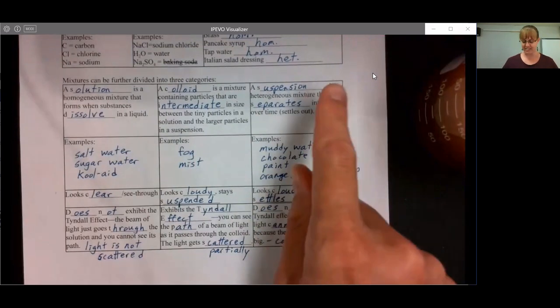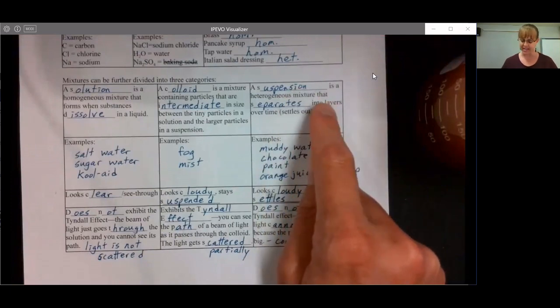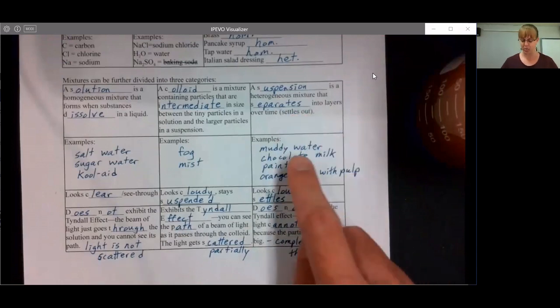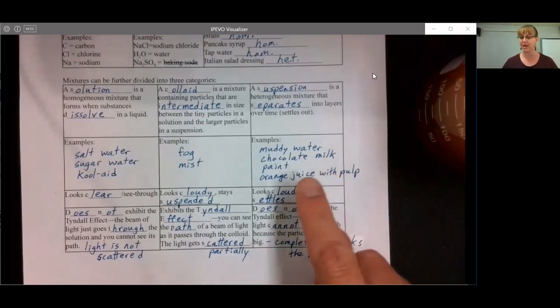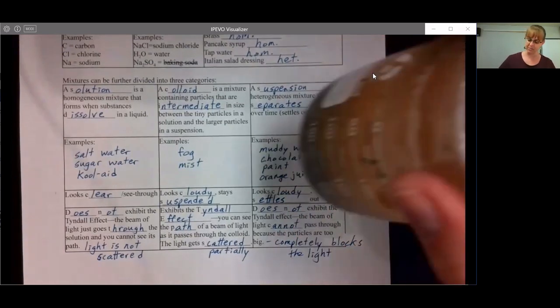The opposite is a suspension, which is a heterogeneous mixture in a liquid. It is a mixture that separates into layers over time. So muddy water will separate out. Mud drops to the bottom. Chocolate milk, the chocolate settles to the bottom. Paint has to be stirred because the paint particles settle. And orange juice with pulp, the pulp settles out. So this is an example of a suspension.